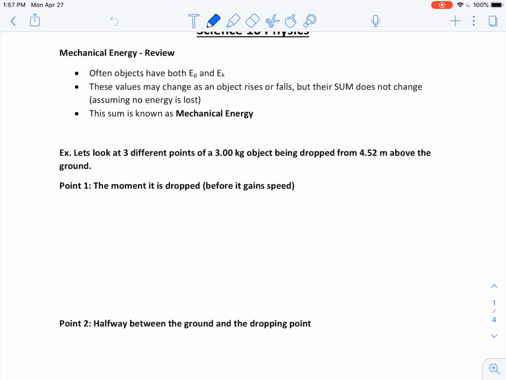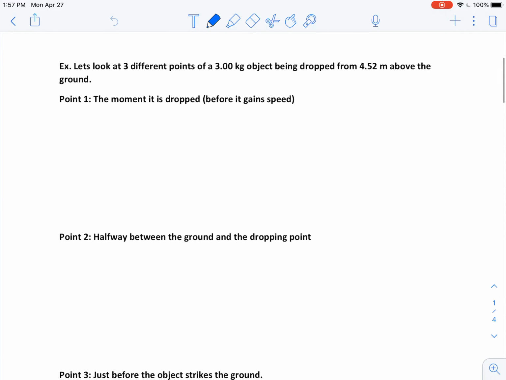Remember that the sum of the potential and the kinetic energy is equal to the mechanical energy, and throughout a system, that mechanical energy stays the same until you start losing energy to work or to friction, or if you were to get energy implemented to the system. But we're going to talk about that in Physics 20. So this mechanical energy is just made up of EP plus EK. So let's do a quick example.